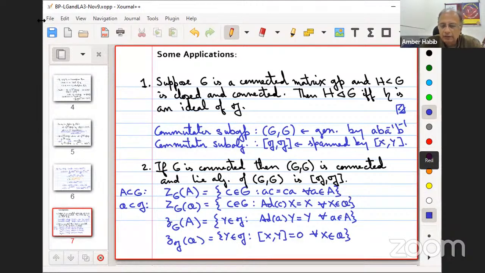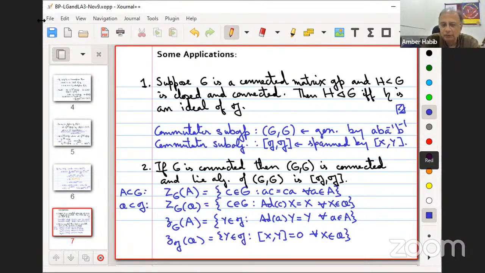So first, the commutator subgroup, I'm denoting by G comma G. This is generated by all the commutators, A, B, A inverse, B inverse. Similarly, we define the commutator subalgebra as the subalgebra generated by the brackets. But when you look at that definition and incorporate the Jacobi identity, it turns out that all you need is the vector subspace spanned by the brackets, by all things of the form x bracket y. It automatically becomes a subalgebra.